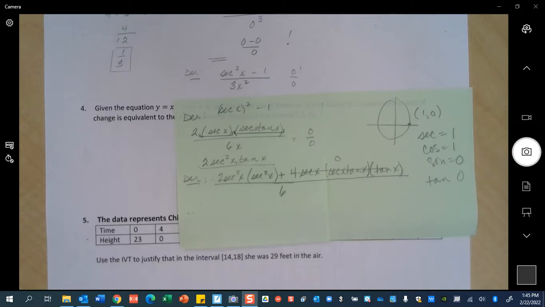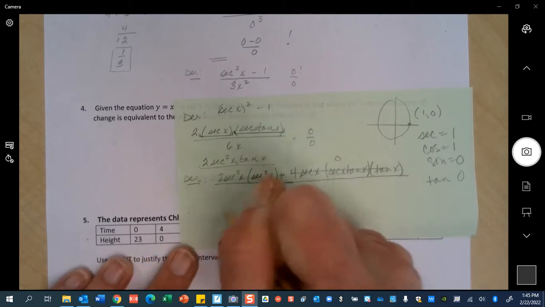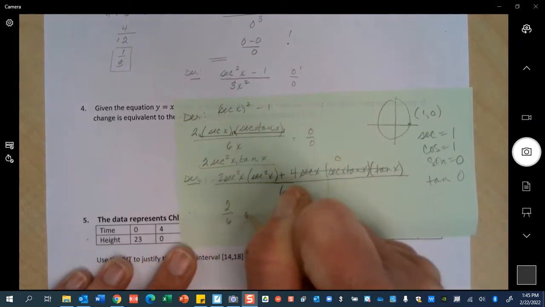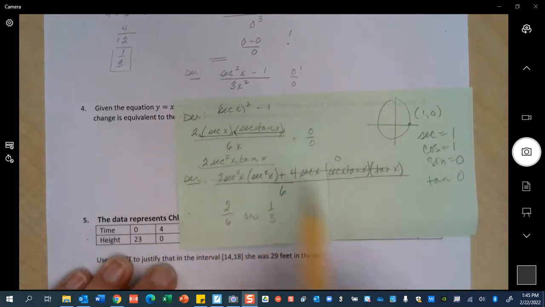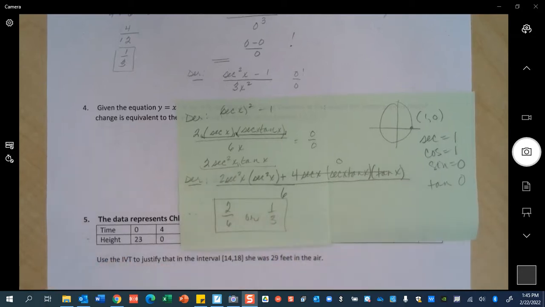Tangent is sine over cosine, right? So do you see all these secants? Hey, this is the good part. Anthony, come here. You're going to like this. See all these secants? They're all 1s, right? So my derivative winds up being 2/6, which is the limit?